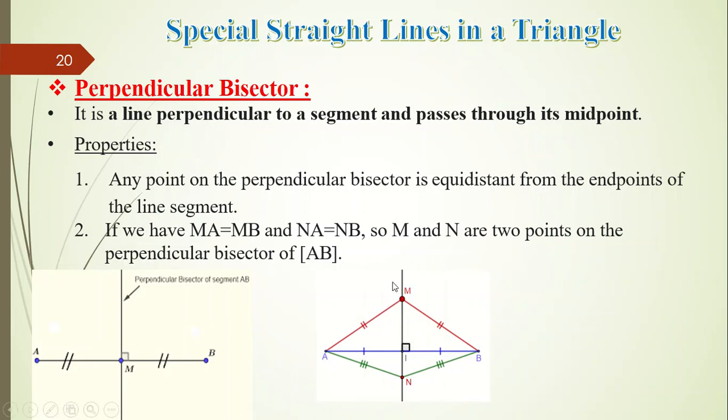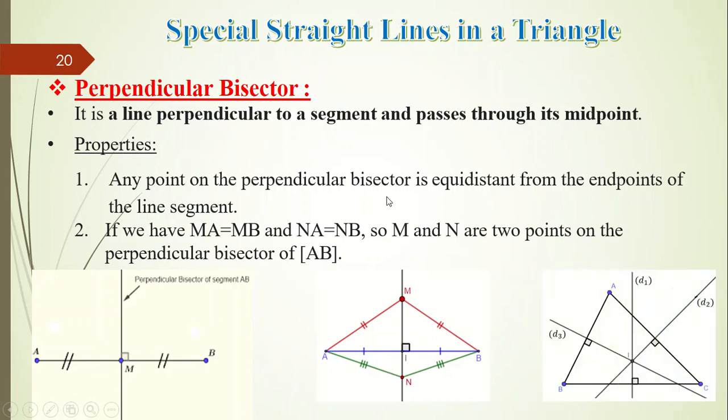In the second example, we have MA equals MB and NA equals NB. So we can say that M and N are 2 points on the perpendicular bisector, or we can say that since M is on the perpendicular bisector, we have that MA equals MB, and since N is a point on the perpendicular bisector, we have that NA equals NB. In a triangle, we can draw 3 perpendicular bisectors.